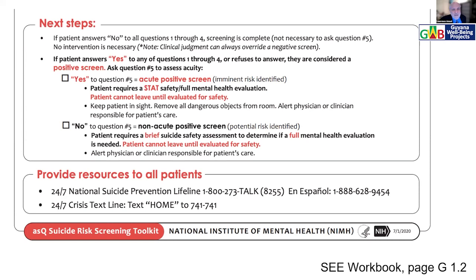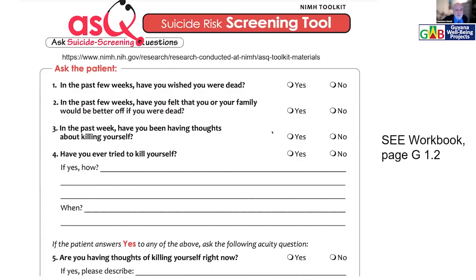And if someone says yes to number 5, that is what's called an acute positive screen, and that's an imminent risk. So you then find yourself in a situation with an imminent risk. Okay, so let's just go back and see that there's been some yes answer.